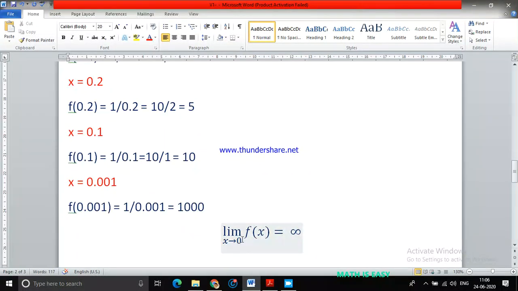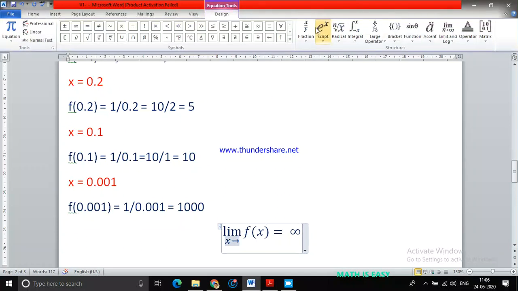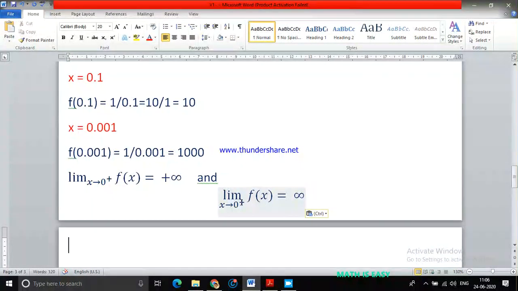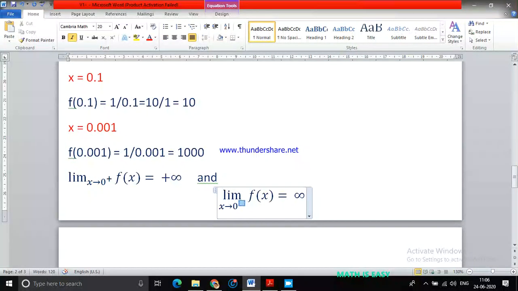Another thing I can define: here instead of 0, I have to put 0 plus. As x goes towards 0 from the right side, it will go to plus infinity. In the second case, if x goes towards 0 from the left side, then f of x will go towards minus infinity.